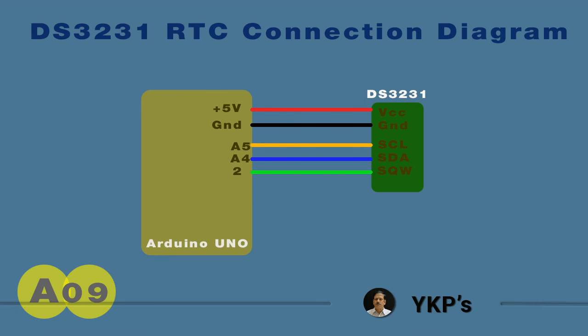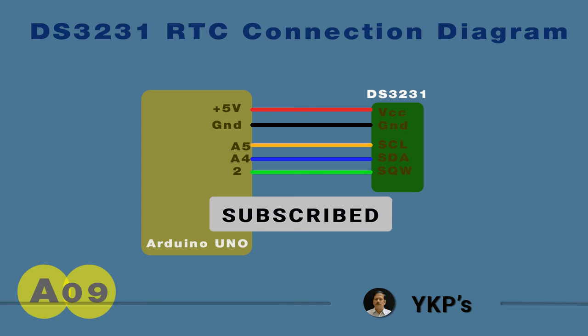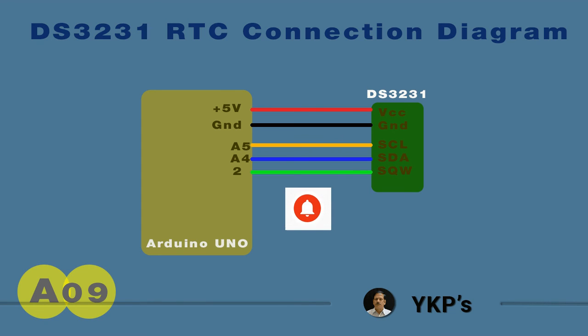Here is the circuit diagram or connection diagram. We are basically connecting 5 volts and ground from Arduino to the module DS3231. Then we are connecting A5 and A4 of Arduino to SCL and SDA of DS3231, and then pin 2, which is interrupt 0 on Arduino, we are connecting it to square wave output of DS3231. This square wave output also works as interrupt output.